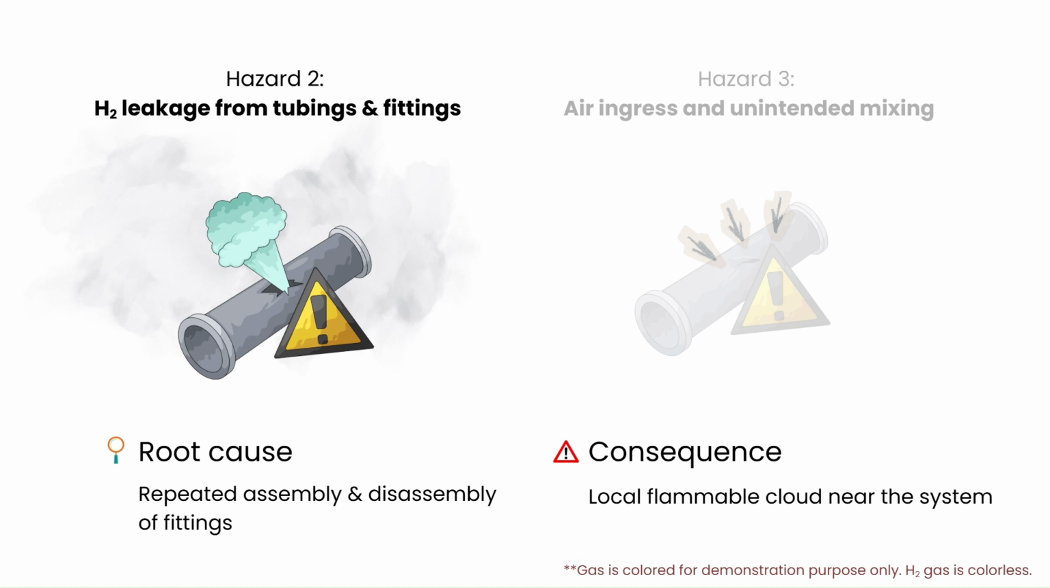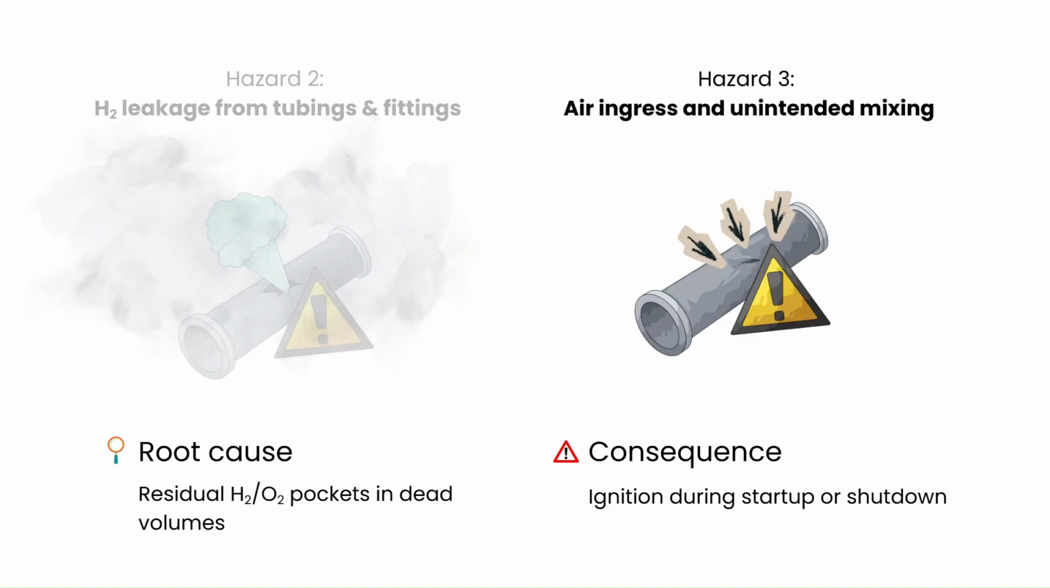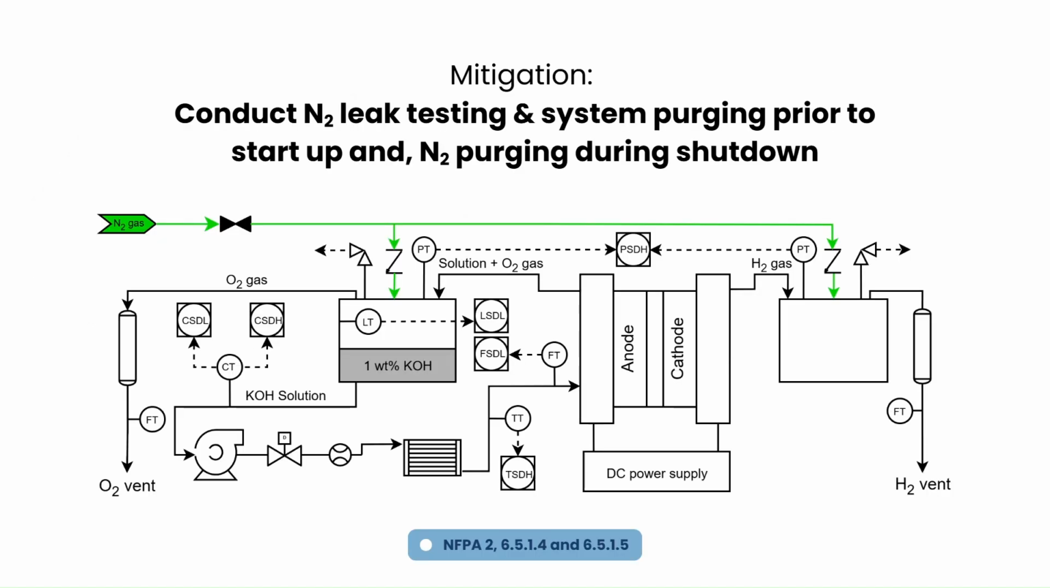The second hazard is hydrogen leakage from tubing and fittings, especially in a lab-scale system where repeated assembly and disassembly can weaken sealing quality. A related hazard is air ingress and unintended mixing during startup or shutdown when residual hydrogen and oxygen may remain in dead volumes. Both hazards increase ignition risk and are addressed through gas-tight fittings, nitrogen leak testing, and purging before and after operation.